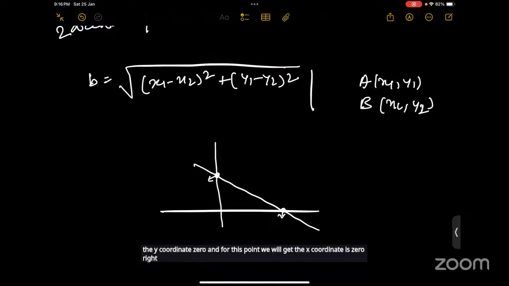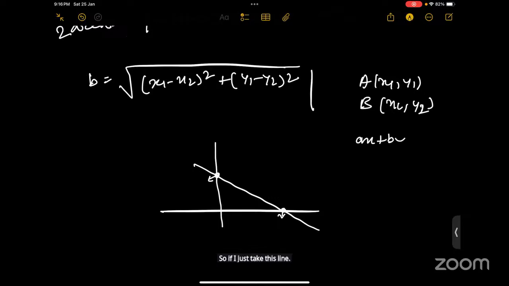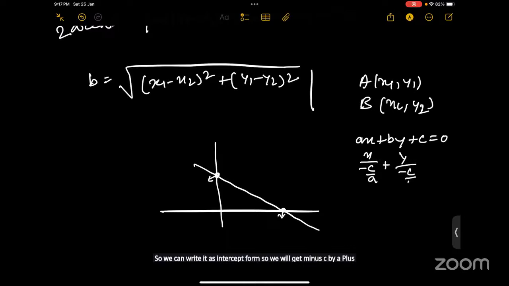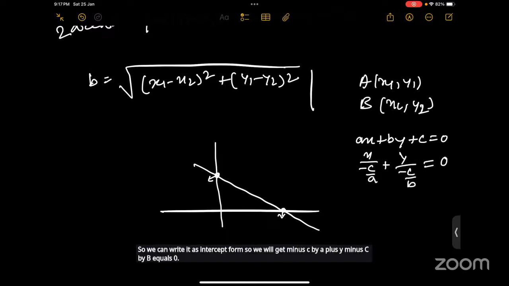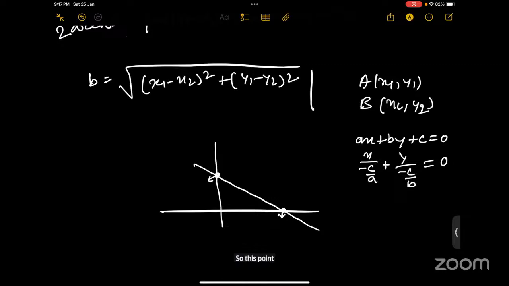So if I just take this line, this is the general form of a straight line, right? So we can write it in intercept form. So we will get x by minus c by a plus y by minus c by b equals 1, right? So the coordinate of this point will be what? Okay. So what is the coordinate of this point? A.